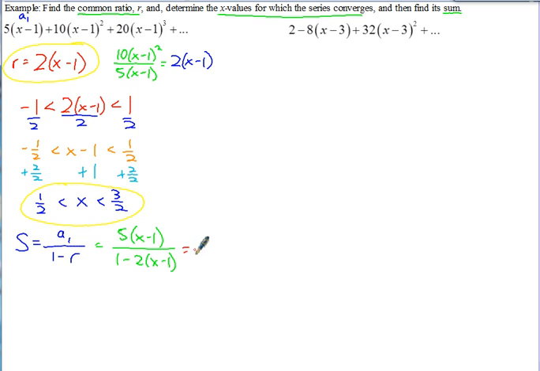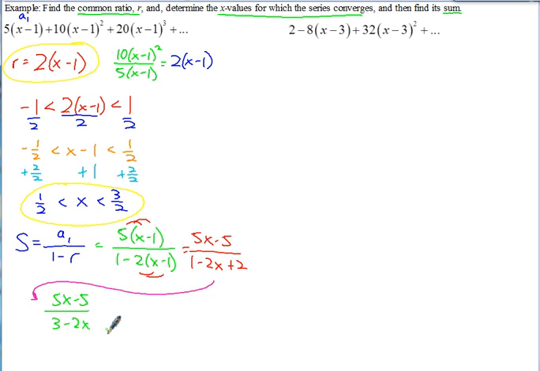So to simplify this instead, you would just distribute out the 5, so that'd be 5x minus 5, and distribute out this -2. So you'd have 1 stay there, and then minus 2x, and then plus 2. And then just combine your like terms on the denominator. So we get 5x minus 5 over 2 plus 1, which gives you 3 minus 2x. And you can see we can't reduce anything out there. So that would be the sum.